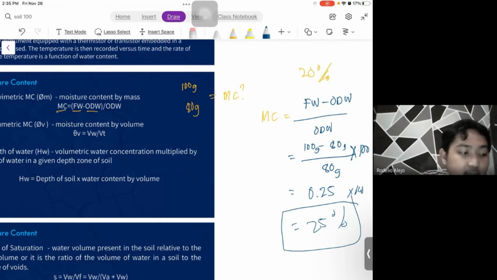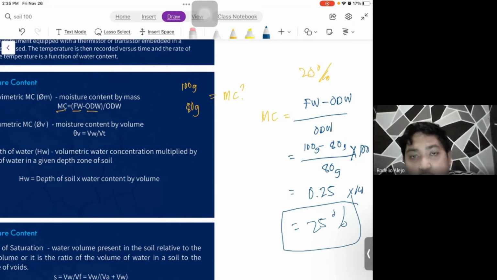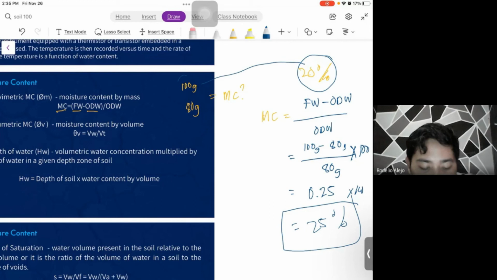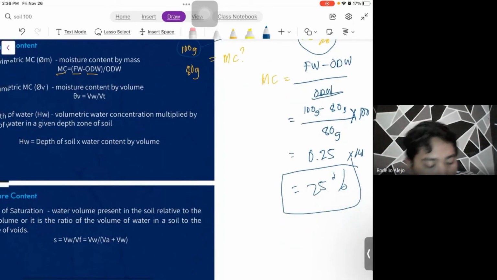Okay? Hindi lang siya basta-basta percent. It would be 20% if the moisture is based on the fresh weight. But in soil moisture content, in gravimetric method, we base our percent moisture on the oven dry weight. Okay? Kaya 25% ang ating sagot. In soil measurement, again, the basis for soil moisture is the oven dry weight, not the fresh weight. Okay?